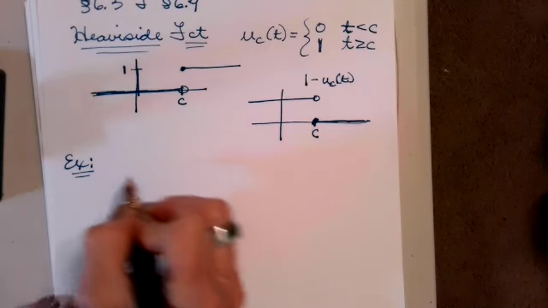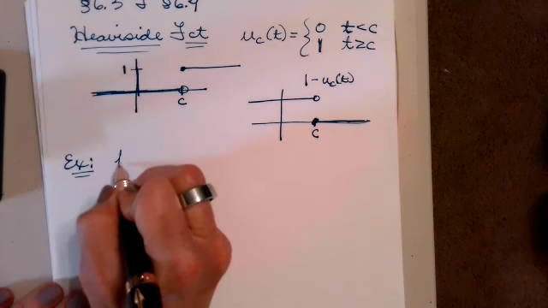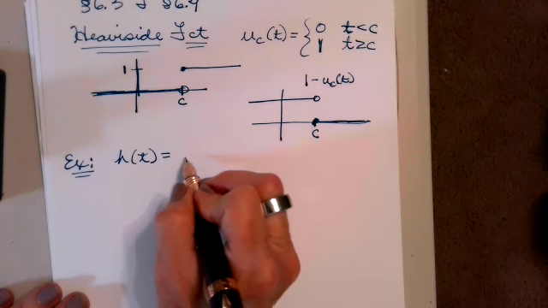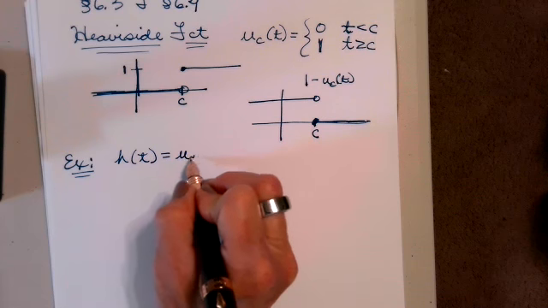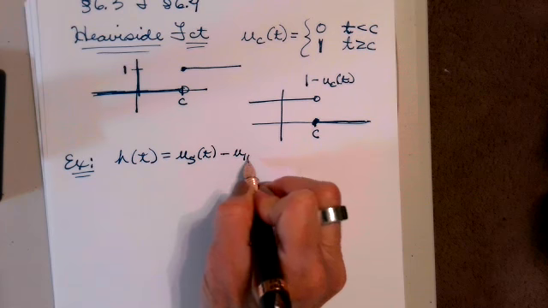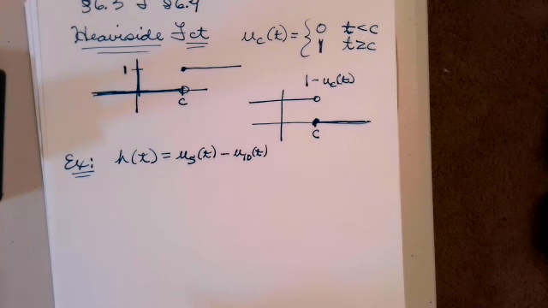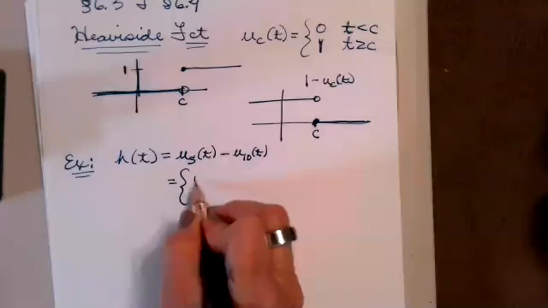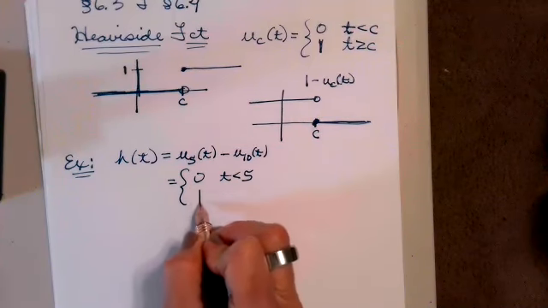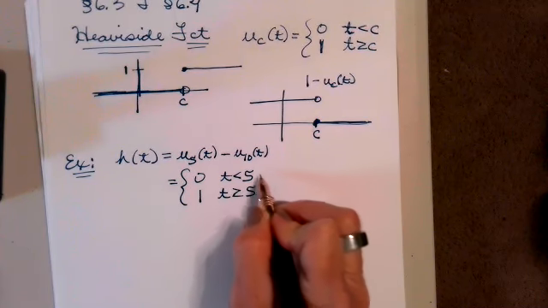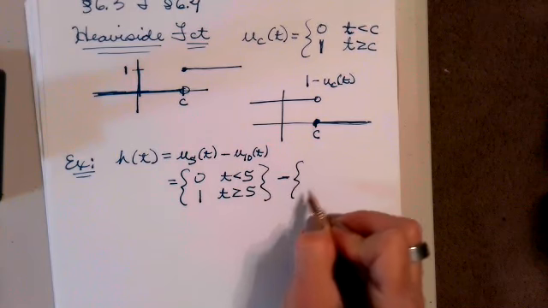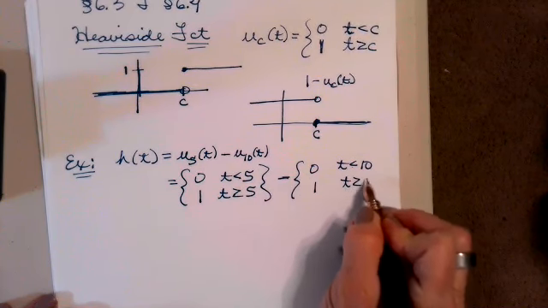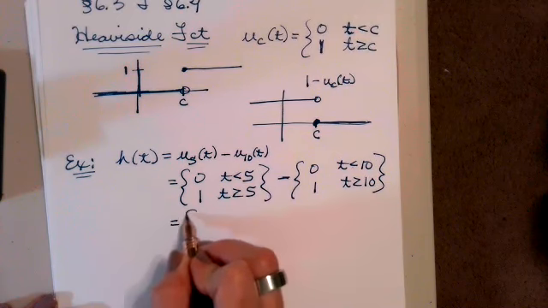You can write lots of step-looking functions. You can write most of them by writing something involving these functions or multiples or sums or differences of these functions. So suppose I define h to be u_5 of t minus u_10 of t. Now, what does the graph of that function look like? Well, the first one is 0 if t is less than 5, and it's 1 if t is greater than or equal to 5, minus the function that is 0 if t is less than 10, and it's 1 if t is greater than or equal to 10. Okay, so now we just got to be careful.